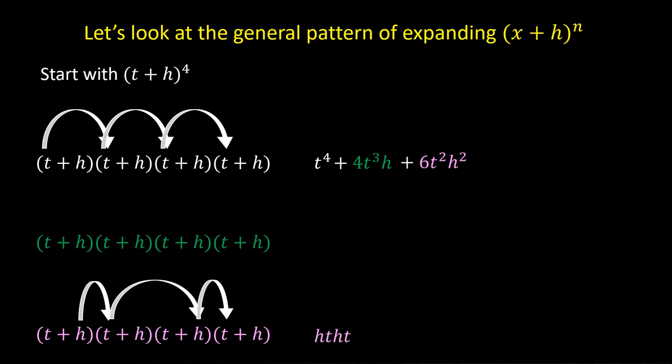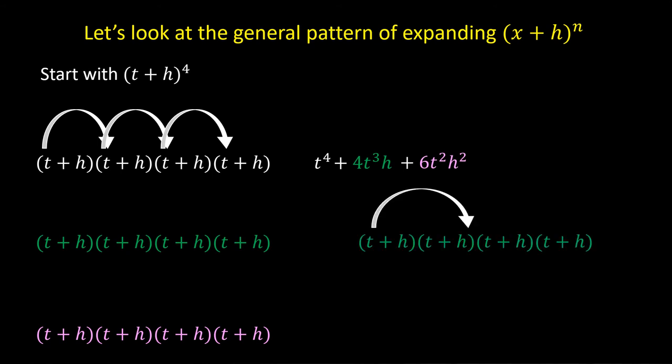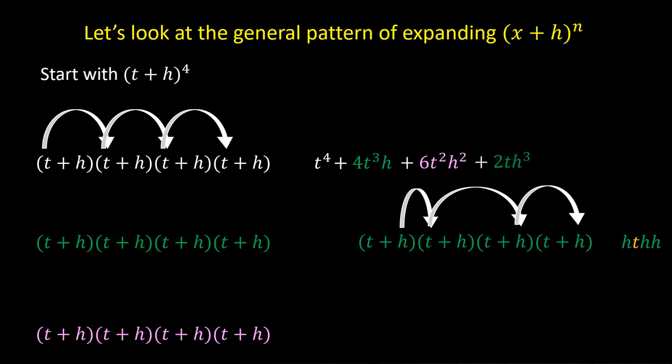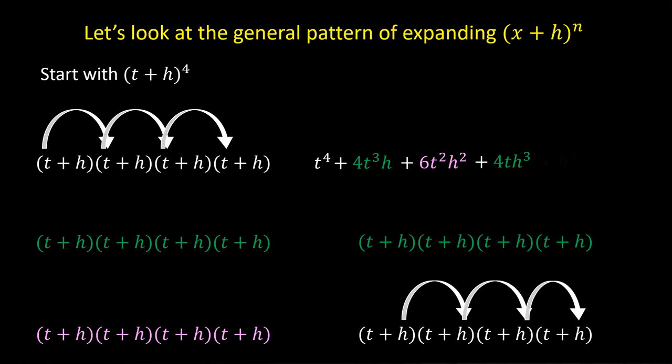Our fourth term is now 3 h's multiplied together by a single t. Like our second term, there are only 4 ways we can do this because we must use a different t each time, and there are only 4 t's inside the 4 bracketed terms. Thus, we end up with 4th cubed. Our last term is just multiplying all the h's together. And of course, there is only one way to do that, resulting in h being raised to the 4th power, as shown.